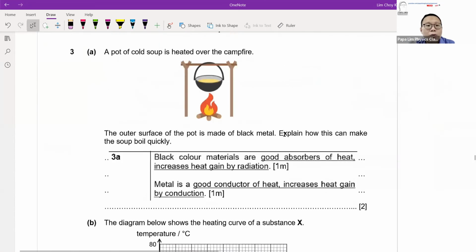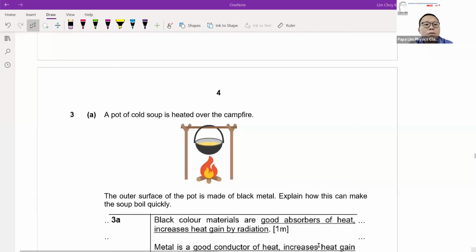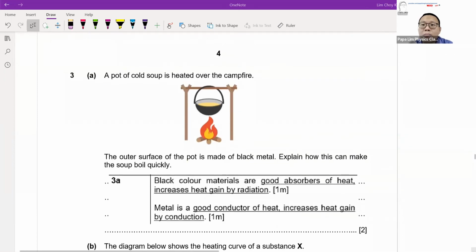Now, for question 3, the question will be mainly based on transfer of thermal energy, which is your conduction, convection, radiation. Here it's important to identify the mode of transfer based on the clues that are given. Now the question here says the outer surface of the pot is black matter.